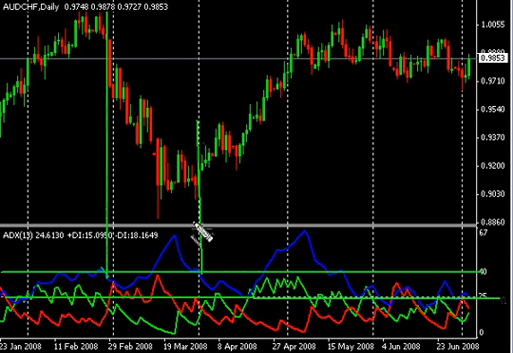It does not measure the direction, it's just a measure of trend. Okay, how strong the trend is. Doesn't matter if it's going up or down.